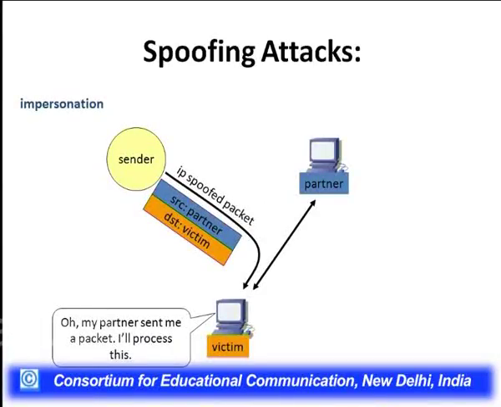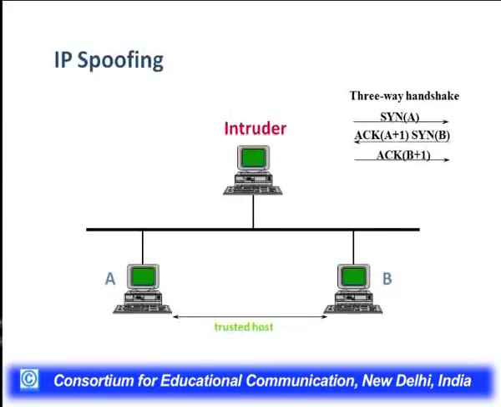You can see in this diagram that there is a victim who is supposed to receive a message from the partner computer, but actually there is an impersonation by the hacker, who sends packets where the source is the spoofed partner and the destination is the victim. So, the victim thinks that the packets are coming from the partner and therefore trusts and accepts them, whereas these were coming from a spoofed or hacked computer.